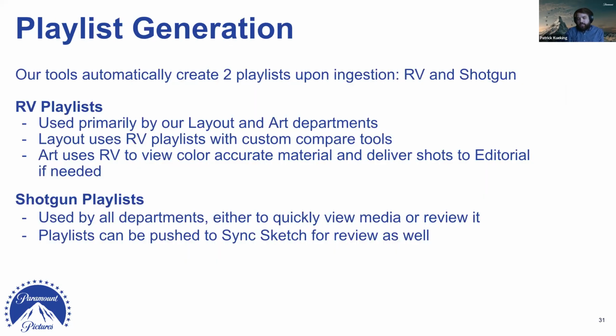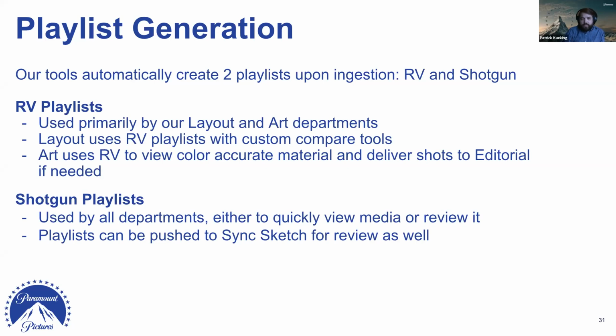Anytime something's ingested into the system, it creates two playlist types. One's RV and one is for Shotgun. RV playlists are used primarily for us by our layout and art departments. RV is used daily as the media viewer for layout. And then art uses it for reviewing media with color accuracy and for delivering things to editorial. And like Tiff mentioned earlier about the symlinks, we also will use RV to RV sync with our vendors based on a playlist that was created by a delivery.